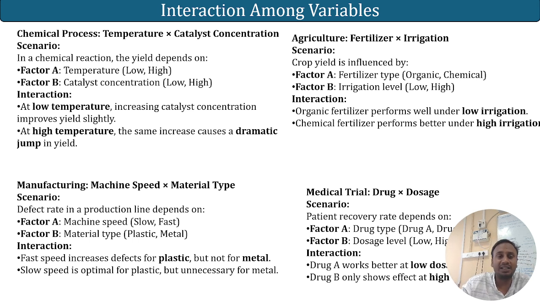Okay, so that is the same thing I have explained here also. Let's say machine speed and material type. Factor A is machine speed, slow and fast. Factor B is material type, plastic and metal. In that case, fast speed increases defects for the plastic but not for the metal. We already know that, because for cutting metal the tool should be at high speed, but for plastic we can do it slowly. If we do it at a faster speed, the heating will be more and the chances of defect will be more. So again it changes from one factor with the second factor.